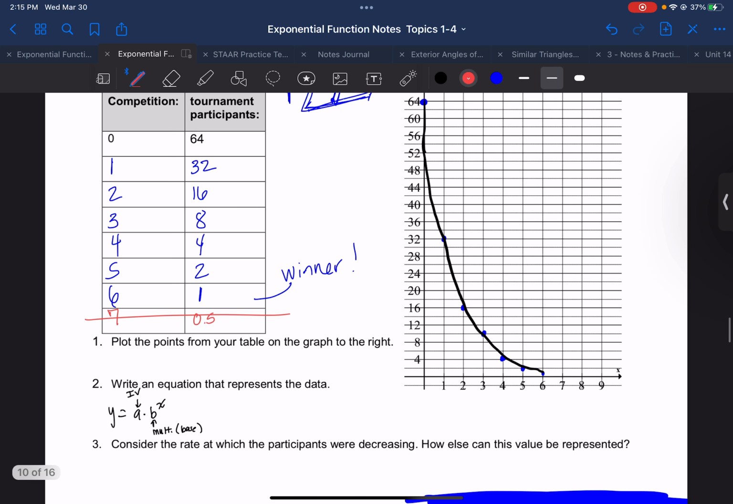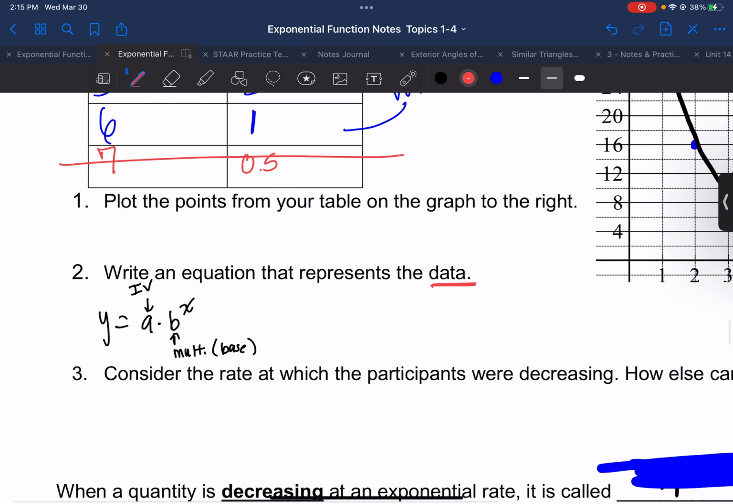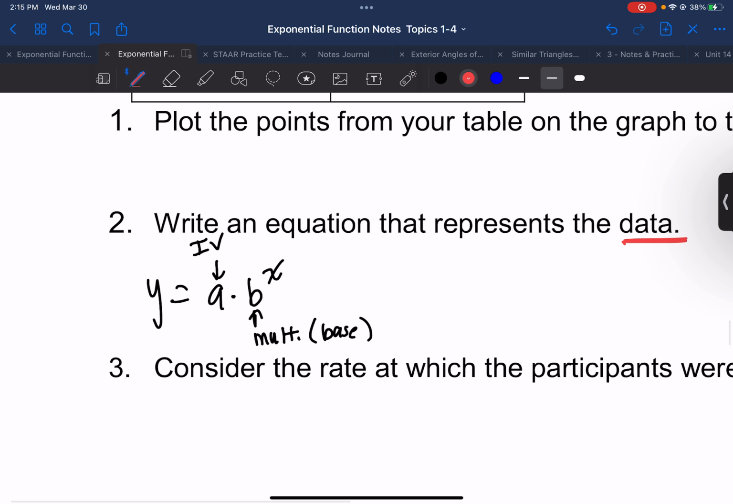All right, so let's go ahead and answer these questions. So it says, write an equation that best represents the data. So we're going to go ahead and write this equation. Remember, our equation goes in this format. This is exponential form, where A is my initial value, B is your multiplier, right? Also known as your base. So let's go ahead and find my initial value.